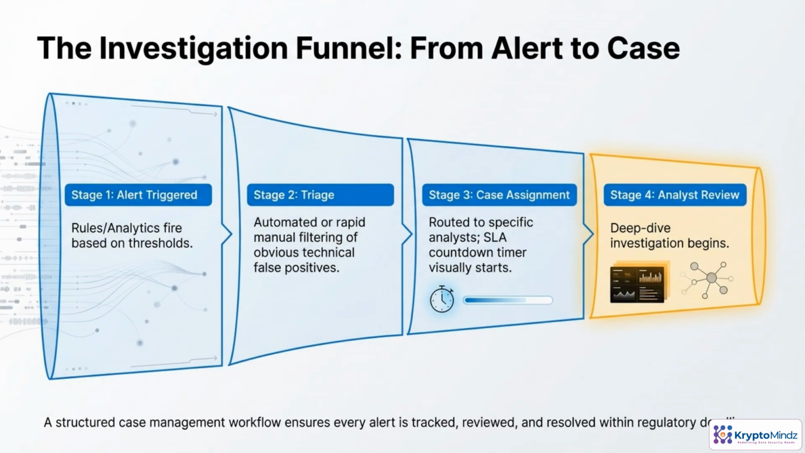Once a rule fires, the alert is just the starting gun. First comes quick triage to strip out obvious noise, so analysts don't drown in false positives. The remaining alerts become cases, each assigned with clear ownership and deadlines. Only then does deep dive analysis begin, gathering context, using blockchain analytics, and documenting your rationale. This funnel is how NovaX demonstrates that every risky signal is handled, not ignored.